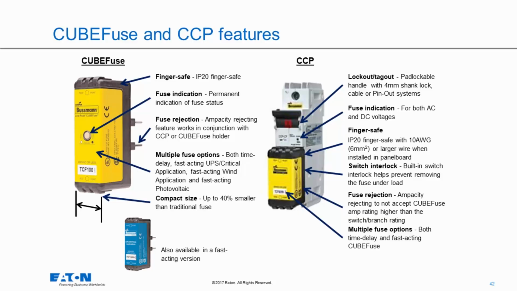In our switch itself, there's a lockout tagout feature and a fuse indication. It's finger safe, even when you pull the fuse out. We have a switch interlock so that when the switch is in the on position, you cannot pull the fuse out. Once you turn it off, you can then pull the fuse out. We also have a rejection feature built in to make sure you're not going to put in the wrong size fuse. And you can put in the time delay cube fuse as well as the fast acting cube fuse into this application.